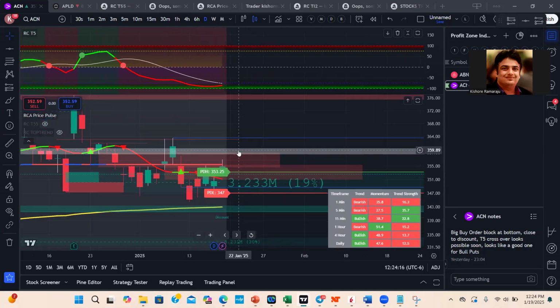That is how we can use this strategy. We can use the confluence. Whenever you see some stocks looking good, then we can use it and make nice profits.